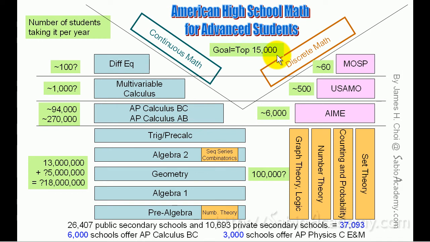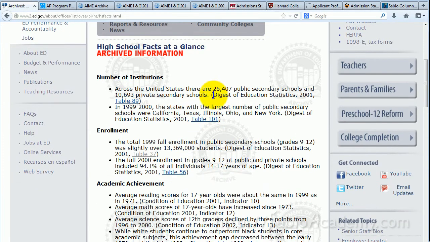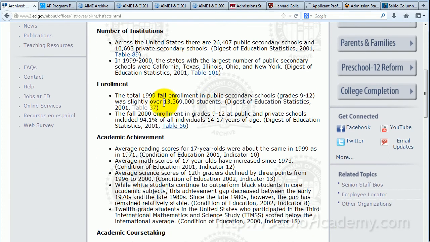Okay, so let's see. What would it take to enter this, to become one of the top 15,000 students in the nation? I'd like to show you some numbers of what we are dealing with here. How many high schools are there and how many high school students are there? For that, I went to this government site here, and I saw that there are about 26,000 public high schools and 10,000 private high schools. Of those, the public ones have 13 million students. They didn't say how many students private schools have.